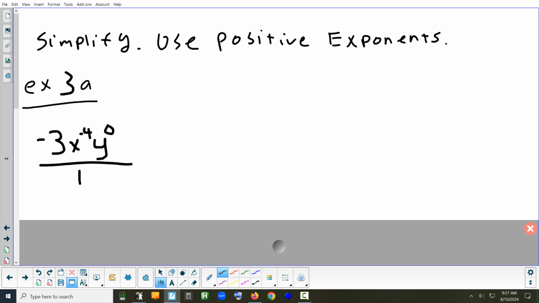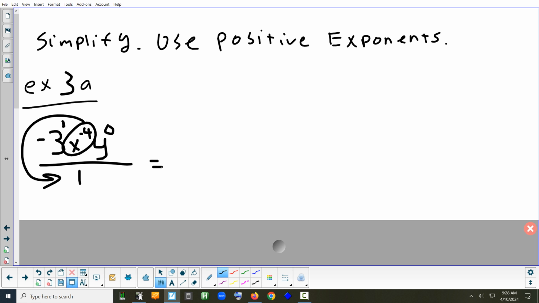Okay, let's go through the 3 terms that are in the top. Does negative 3 have a negative exponent? No, it has a positive exponent. It has a 1 if you want to put it. Does x have a negative exponent? Yes. Okay, then that needs to go where? Down. It's going to go to the bottom. Does y have a negative exponent? No. Then that doesn't need to go anywhere.